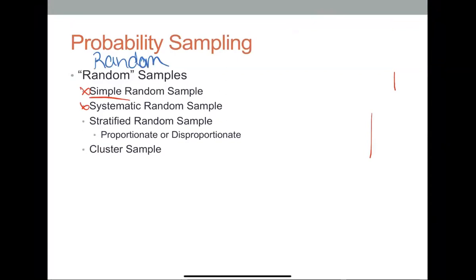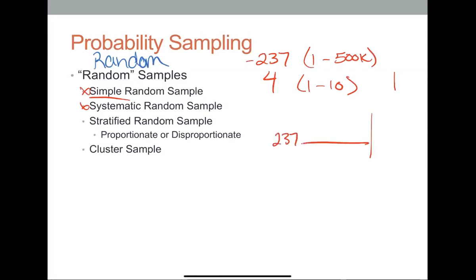What you might do is choose a particular number at random and say 237, and then I'm going to choose number 4. This might be a number from 1 to, let's say, 500,000 because that's how many people I have. This might be a choice between 1 and 10. Then you go to the 237th name in the database system or whatever, and then you choose them to participate.